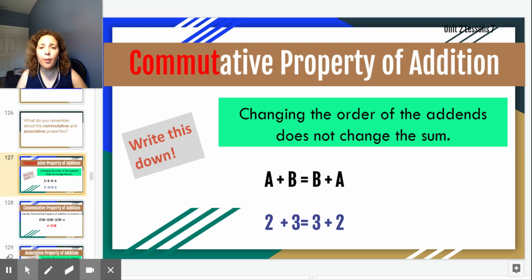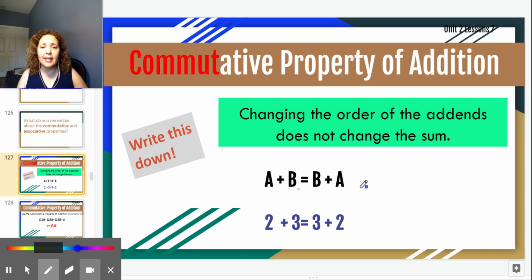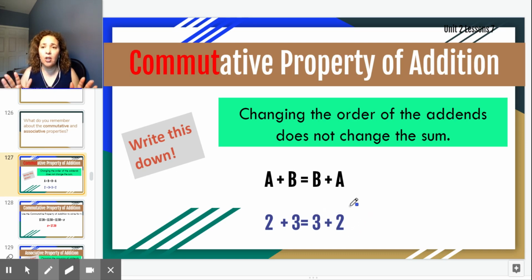So the commutative property tells me changing the order of the addends does not change the sum. So my example, a plus b using my variables is the same thing as b plus a. An example of that, I can add 2 plus 3, which gives me 5, or I can change the addend order and do 3 plus 2, and it's still going to give me 5. So changing the order does not matter. Write that one down. Commutative, changing the order does not matter.